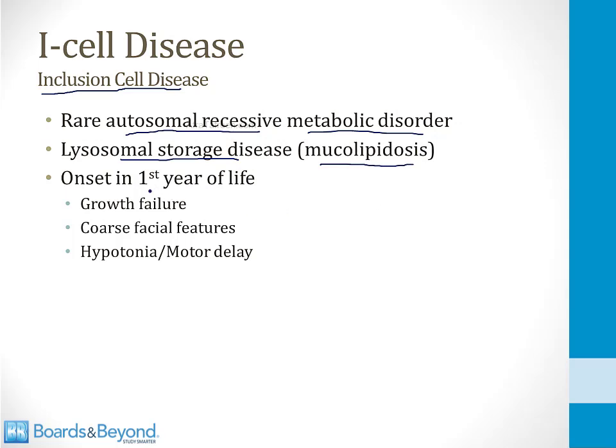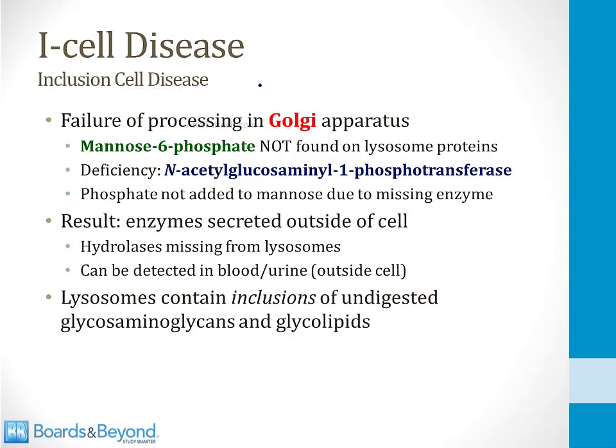The onset of the disorder is in the first year of life. Children with this condition have growth failure, they have coarse facial features, and they also develop hypotonia and motor delay. You can think of I-cell disease as a Golgi apparatus disorder. It's caused by a failure of processing in the Golgi apparatus. In I-cell disease, mannose 6 phosphate is not found on proteins that need to go to the lysosome.